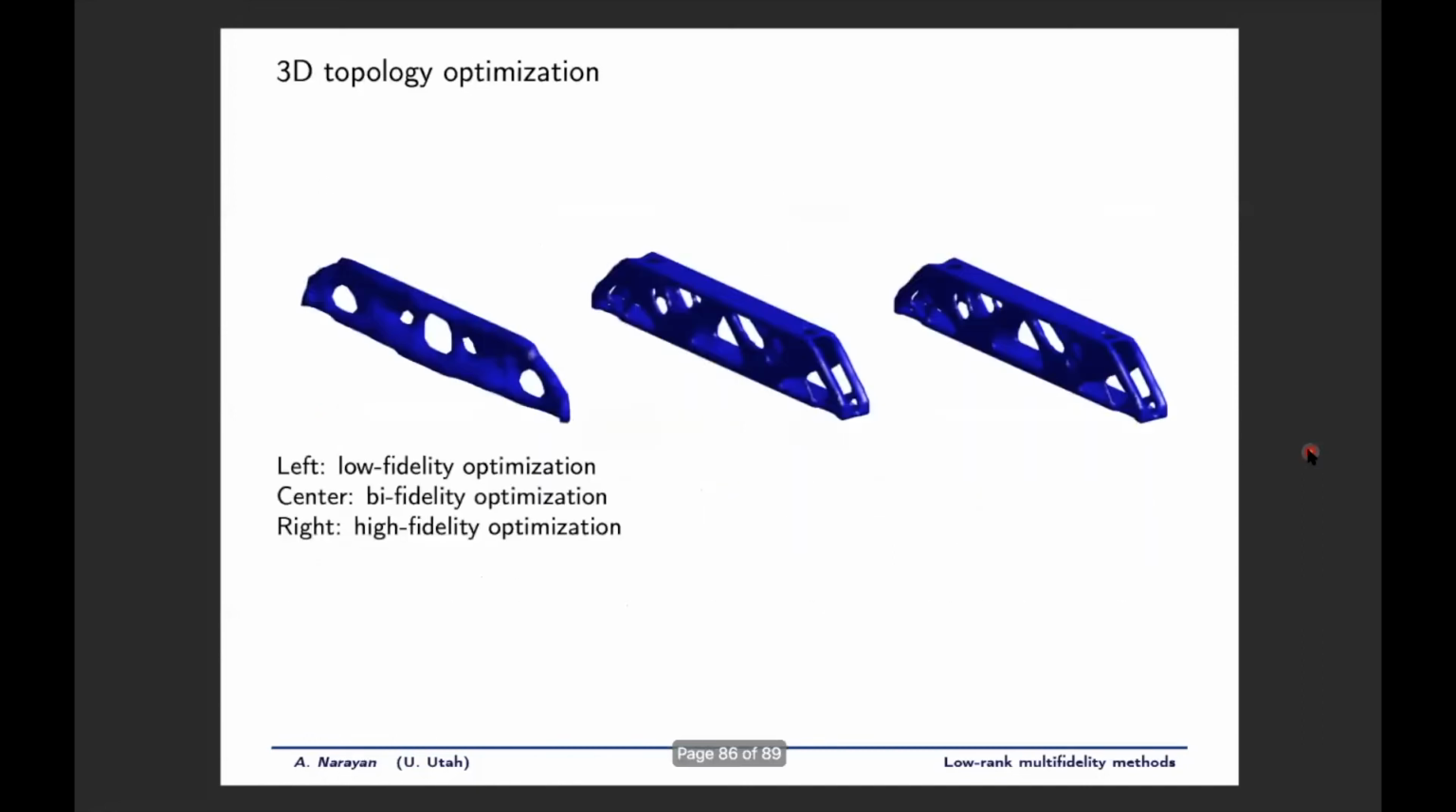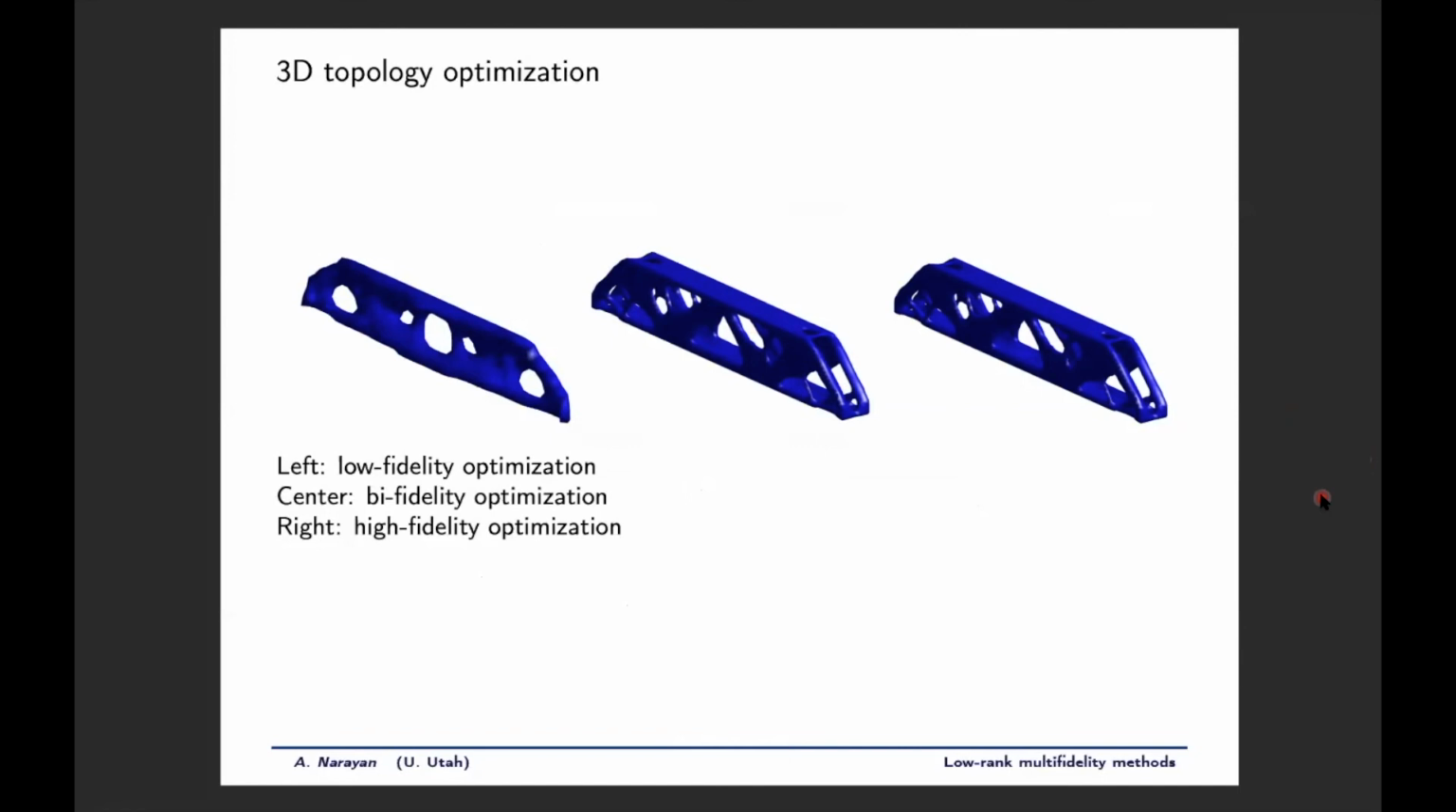You can do this in 3D. So we did this in 3D for 3D topology optimization. So this is low fidelity, which is pretty bad. And here's the multi-fidelity reconstruction, and here's the high fidelity one. So they look similar. That's kind of the point.